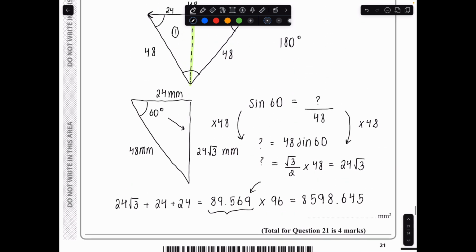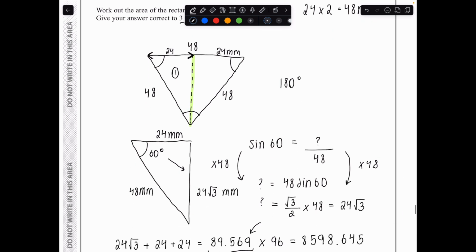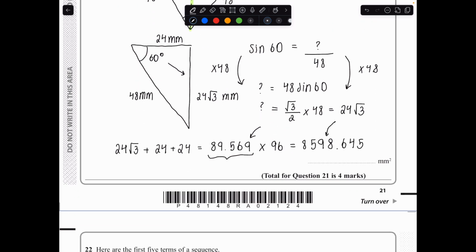Before we do so, let's see if the examiner wants us to write it to a particular degree of accuracy, which they do. So 3 significant figures. So let's write this to 3 significant figures now. And that would be 8,600 millimeters squared. And that would be the final answer for question 21 of this paper.